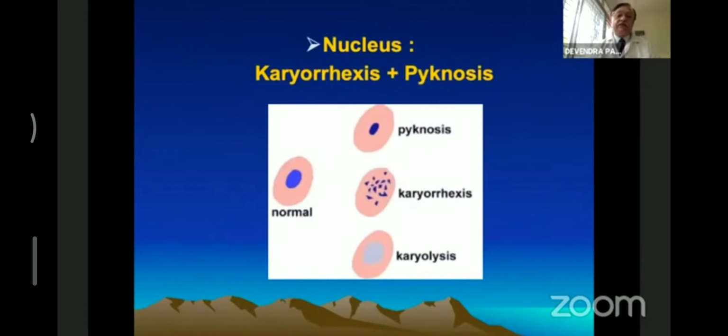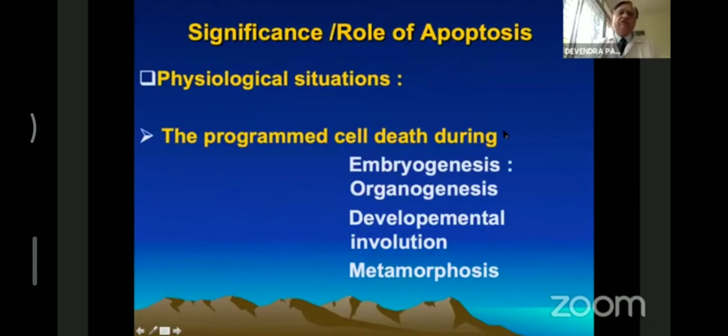Here again, the pyknosis, karyorrhexis, and karyolysis are more prominent in the case of apoptosis. What is the significance? What is the role? Both in physiological situations and a few pathological situations, we find apoptosis, more so in physiological situations. The programmed cell death during embryogenesis, we have seen organogenesis, formation of organs, developmental involution.